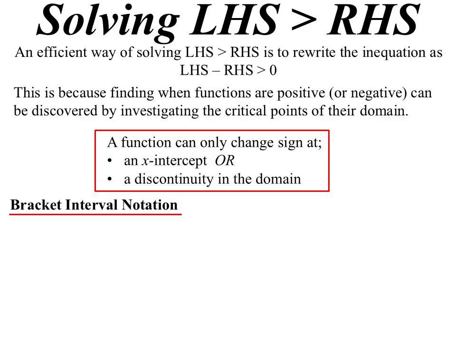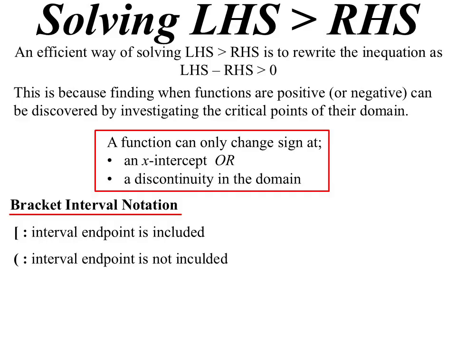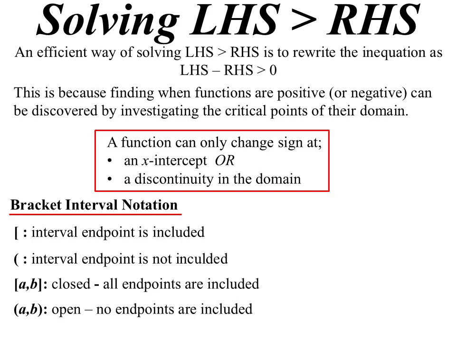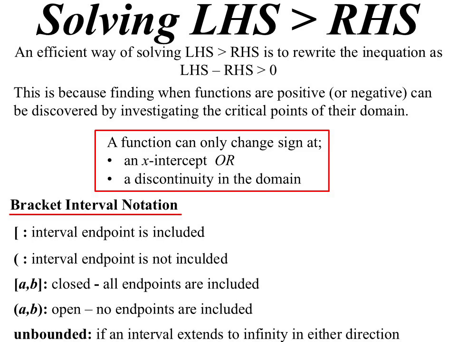Recap on notation. So we use our brackets if the end point of the interval is included, whereas we use a parenthesis if the end point is not included. If both ends are included, we call it a closed interval. If both ends are not included, we call it open interval. And unbounded if it doesn't stop. It goes off to infinity in one of the directions. It's unbounded. So something like this.